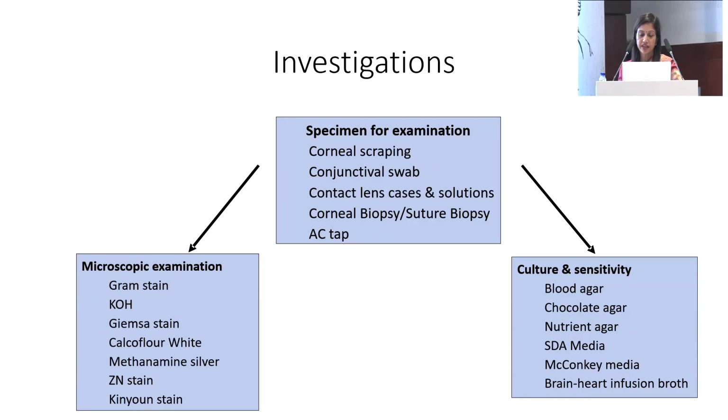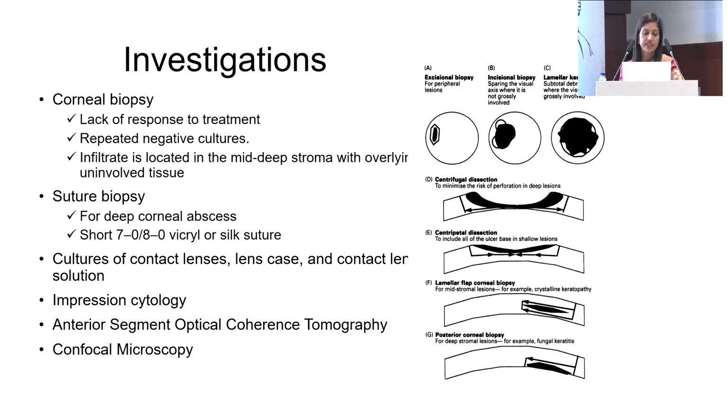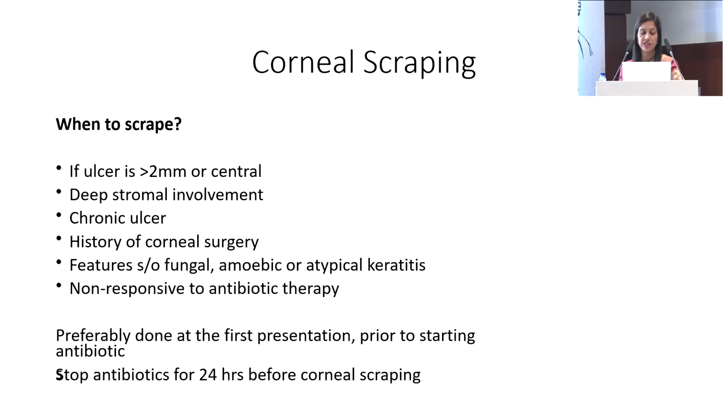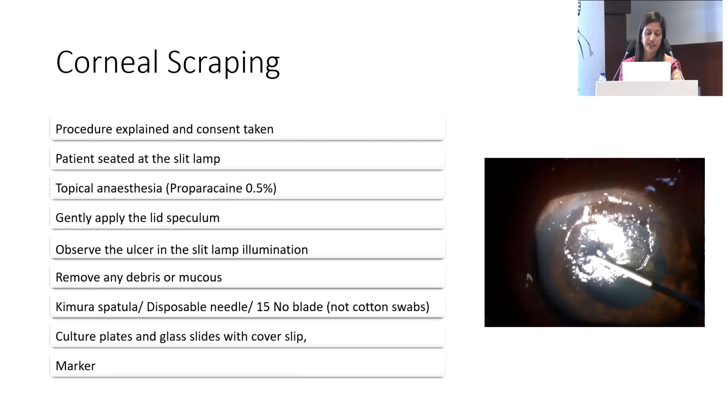And non-nutrient agar for acanthamoeba, and then SDA media and brain heart infusion. So investigations: if the patient is not responding and your staining and culture reports are also repeatedly negative, then corneal biopsy can be done, and suture biopsy can be done. Corneal scraping always has to be done if the ulcer is more than 2 mm and central. For corneal scraping, the first speaker has already explained the procedure.